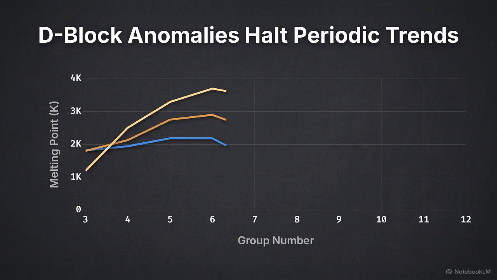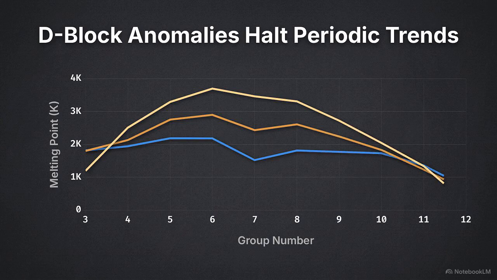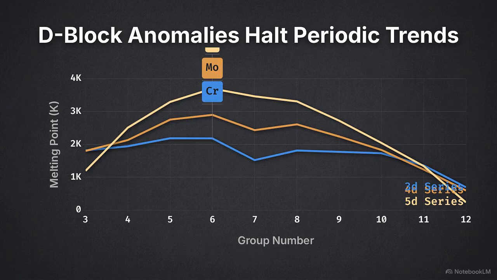This chart plots transition metal melting points across 3 periods. The data is volatile and nonlinear. We see sharp peaks for chromium, molybdenum, and tungsten, some of the most heat-resistant metals in existence. Yet 1 atomic number away, the melting point for manganese drops significantly.